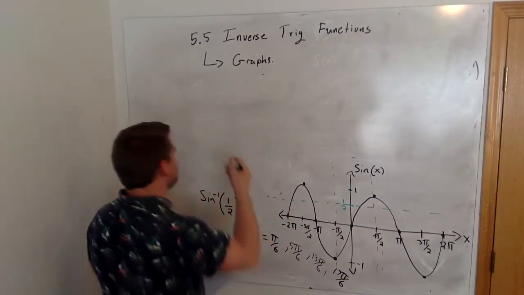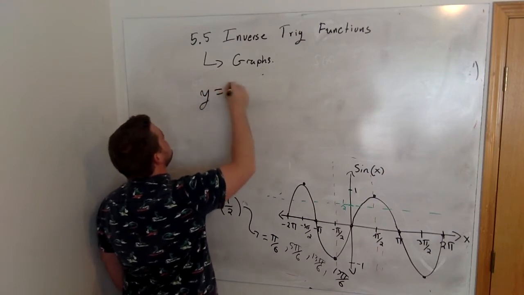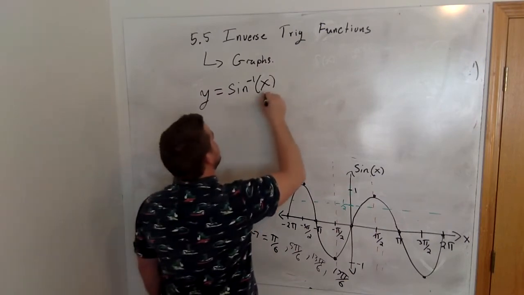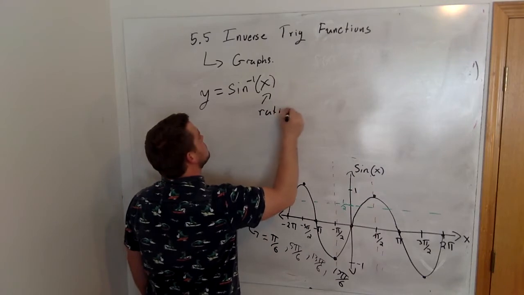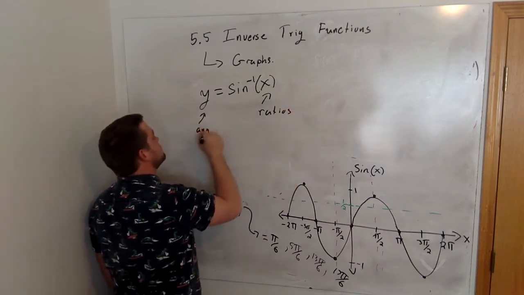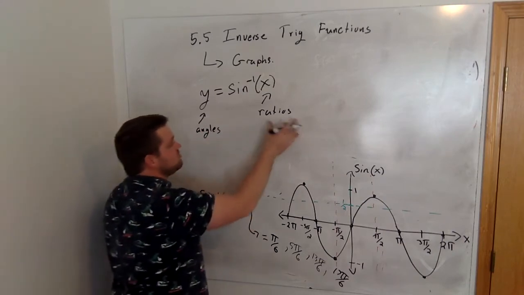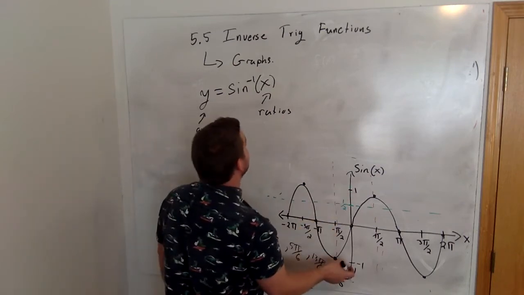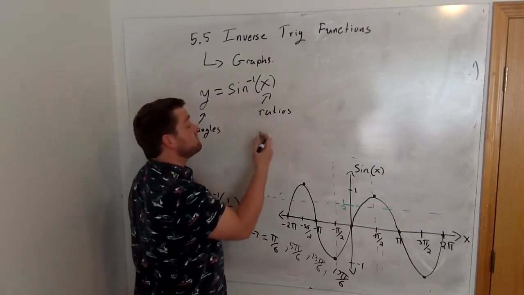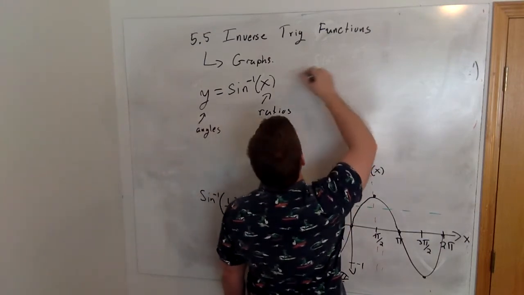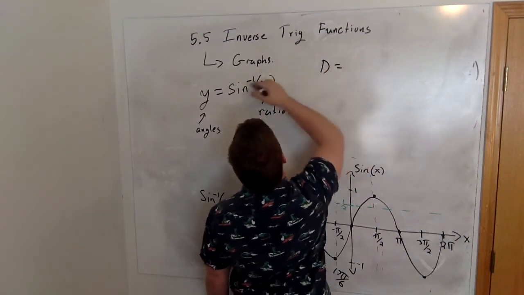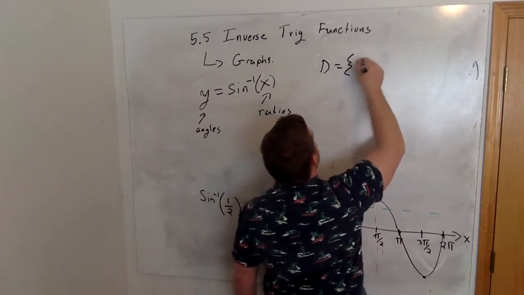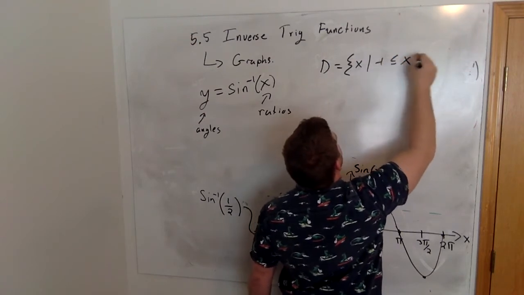So when we're talking about the sine inverse function, here we have y is equal to sine inverse of x. Remember what the inverse function does. It eats ratios and it spits out angles. What are the possible outputs of sine? The possible outputs of sine are between 1 and -1. So the only numbers you could plug into sine inverse are between 1 and -1. So we should take a note of that. What would be the domain of sine inverse? You can only plug in things between -1 and 1. So the domain would be all x such that x is between -1 and 1.